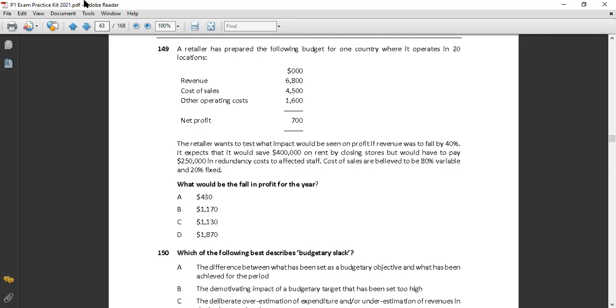Question number 148. I don't know whether it is there on screen. It's there on screen. Question number 145 says that a retailer has prepared the following budget for one country where it operates in 20 locations. So we see revenue, cost of sales, other operating costs, net profit. The retailer wants to test what impact would be seen on profit if revenue was to fall by 40%. It expects that it would save 400,000 on rent by closing stores, but would have to pay 250,000 in redundancy cost to affected staff. Cost of sales are believed to be 80% variable and 20% fixed. What would be the fall in profit for the year? Let's take it up to the Excel sheet.